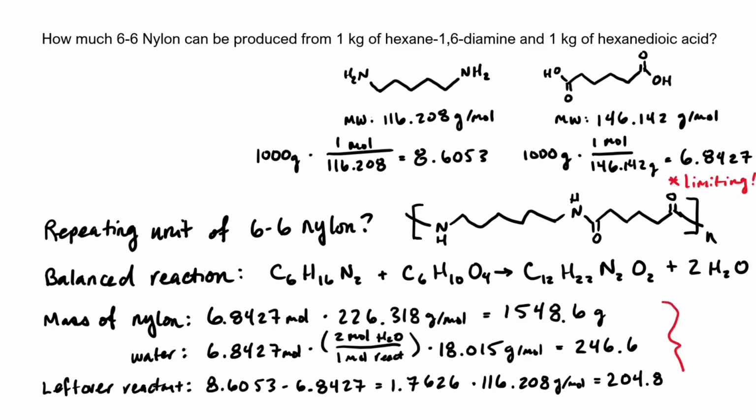Now if we sum all of those up, we end up with exactly 2,000 grams, or 2 kilograms, showing that we have an equal mass on both sides of the reaction, as we would expect. And because the question is asking us how much nylon can be produced, we'll throw a box around that answer and complete the question.